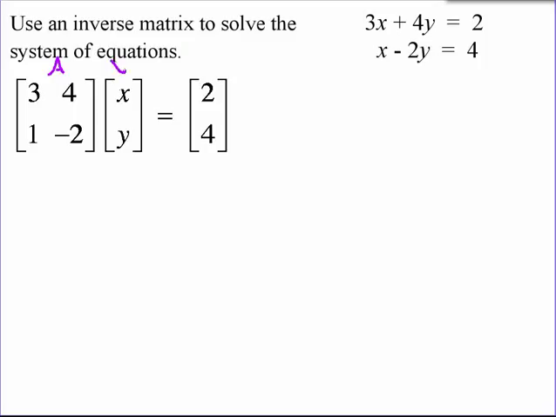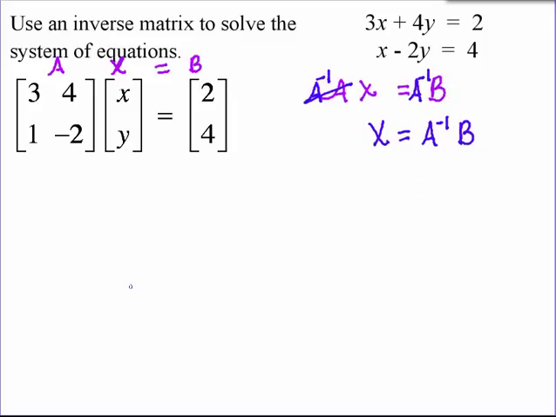It resembles the equation Ax = B. So what I need to do is think back to how I solved Ax = B. If you remember, we multiplied by A inverse. The key component here is that you multiply it on the left side. When I do that, the A and the A inverse cancel, and I'm left with x, and that will equal A inverse times B.